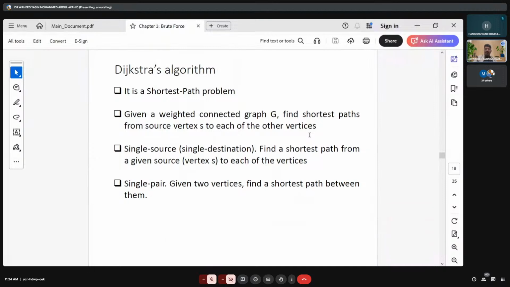Now, we have another algorithm, the Dijkstra algorithm. It is a shortest path problem. I have many routes. I want to find the shortest path from the source to the destination. What is the shortest path? Given a weighted connected graph G, find the shortest path from a source vertex to each of the other vertices. Single source: find a shortest path from a given source vertex S to each of the vertices. Single pair: given two vertices, find the shortest path between them.